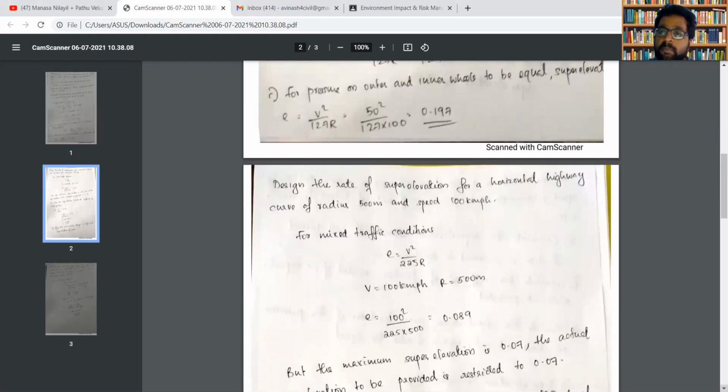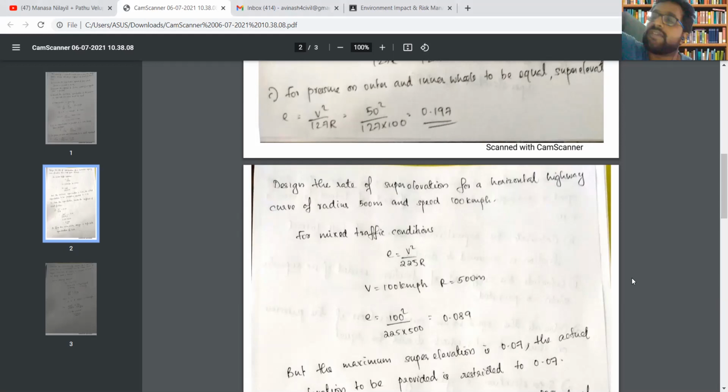Design the rate of super elevation for a horizontal highway curve of radius 500 meter and speed 100 kilometer per hour. So you are supposed to find out the rate of super elevation for a horizontal highway curve of radius 500 meter. Radius of the curve is given as 500 meter and speed with which the vehicle is traveling is given as 100 kilometer per hour.